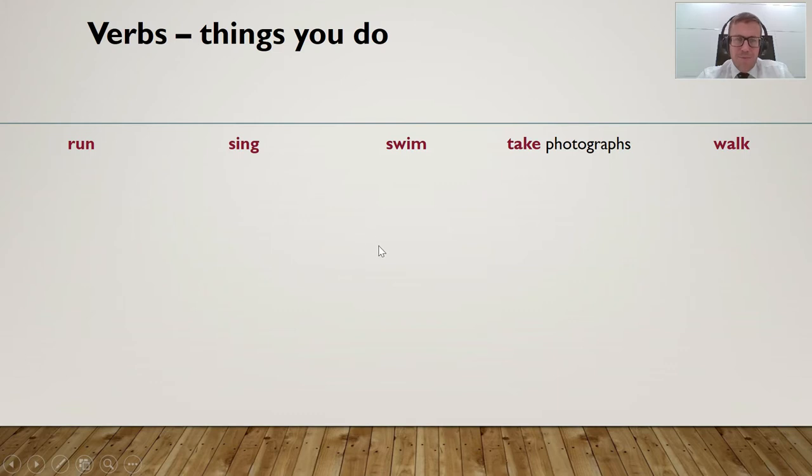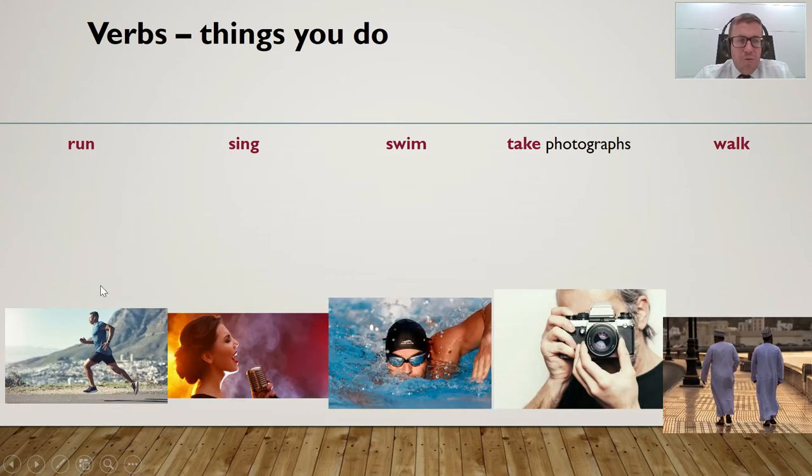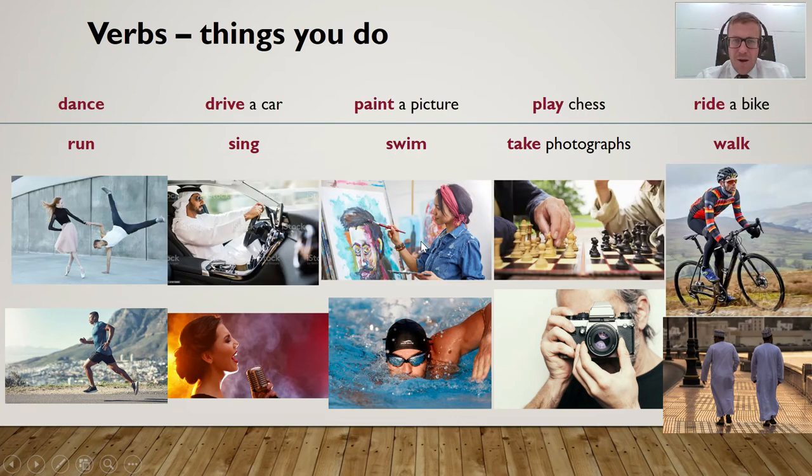Let's look at more. Run, sing, swim, take photographs, walk. So look at the verbs again in the red-brown colour. Walk is a difficult one to spell because we have an L, but we don't say it. It's not a strong L. It's not "walk", it's "walk". And remember swim with SW, this sound SW. Okay, so this was verbs, things you do.